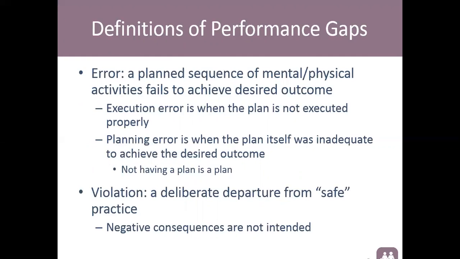Errors are planned sequences of mental or physical activities that fail to achieve the desired outcome. One kind of error is an execution error, such as when I have the right plan to achieve my desired outcome, but I don't execute that plan as intended. Another kind of error is a planning error, such as when I have an inadequate plan to achieve my desired outcome.